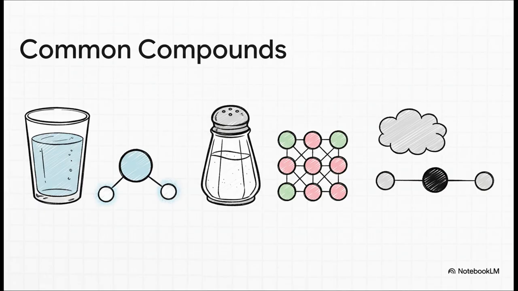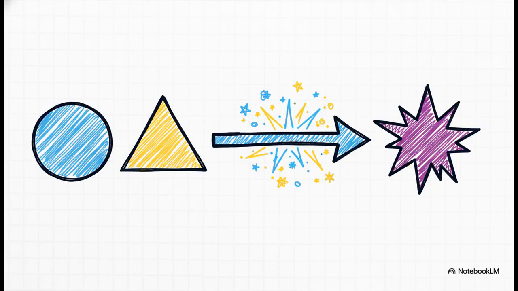I mean, the water you drink, that's a compound, H2O, right? It's made of hydrogen and oxygen. That table salt we were just talking about? Yep, that's a compound of sodium and chlorine. Even the carbon dioxide you're exhaling right now is a compound of carbon and oxygen. They're everywhere. So this is the big idea, the one thing you really got to remember about compounds.